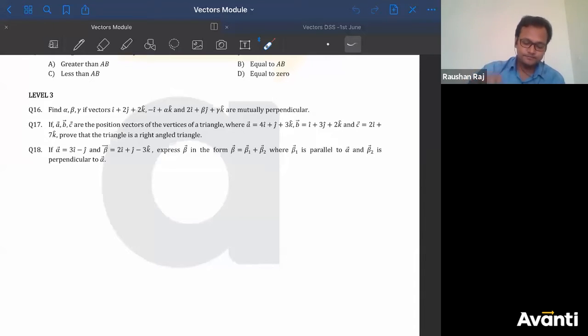I'll solve it. So it is asked to us in the question that if alpha is given, beta is given, we need to express beta in the form of beta 1 plus beta 2, where beta 1 is parallel to alpha and beta 2 is perpendicular to alpha. Okay?